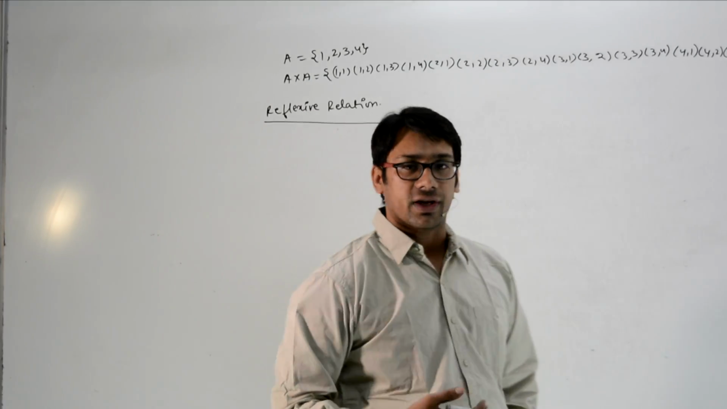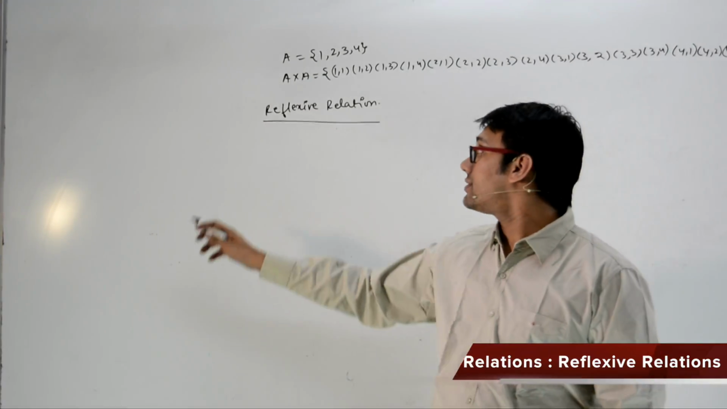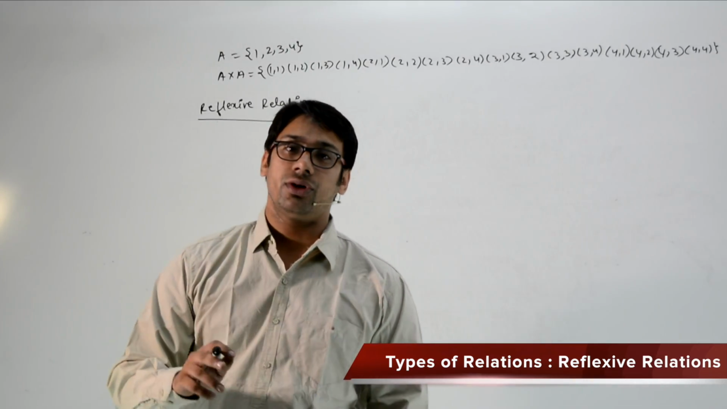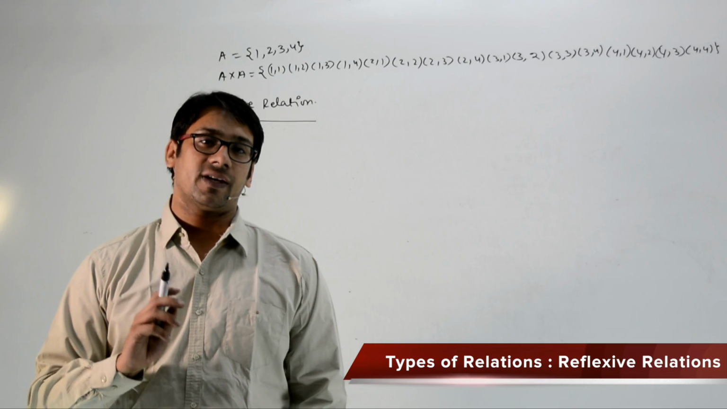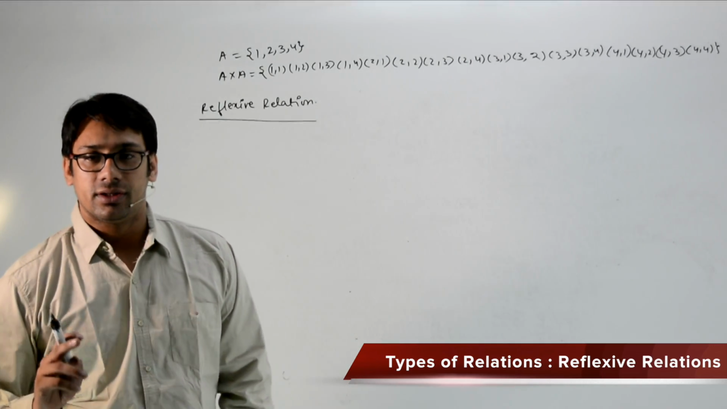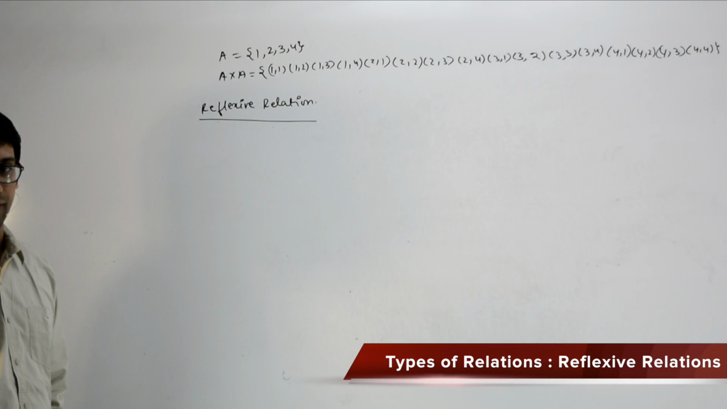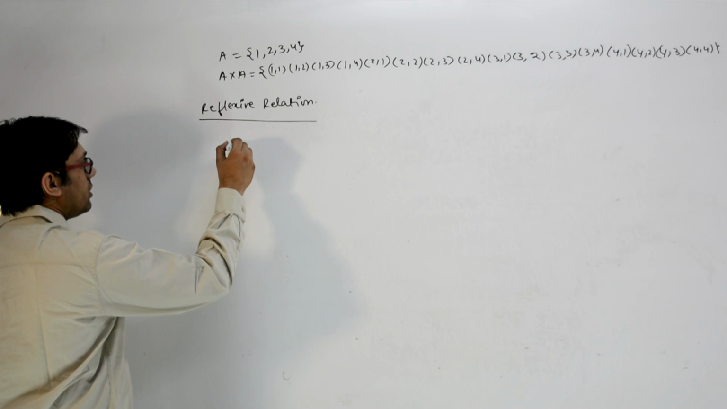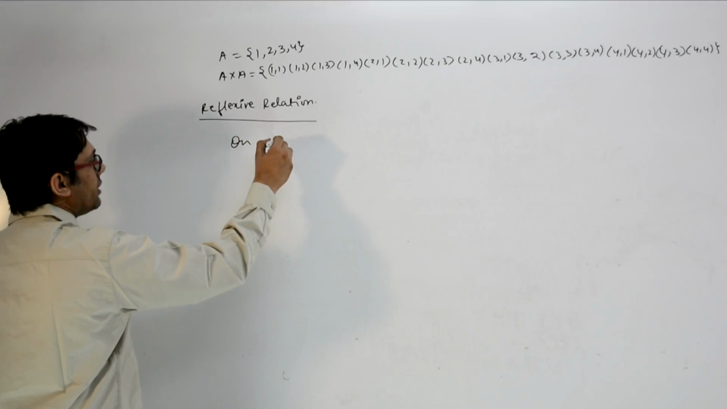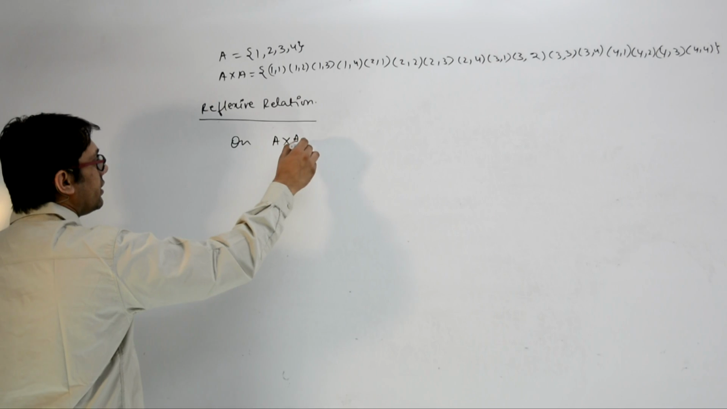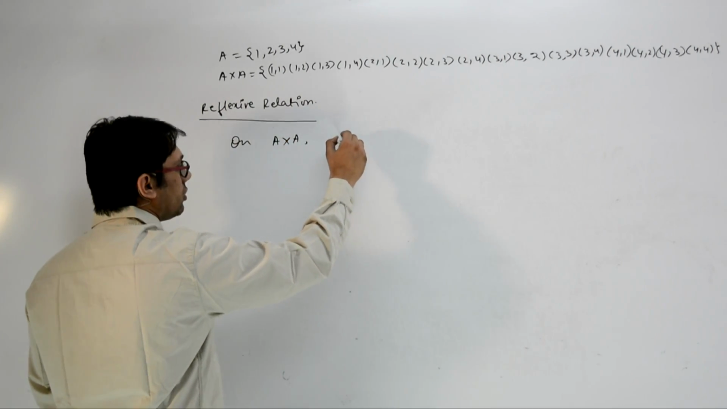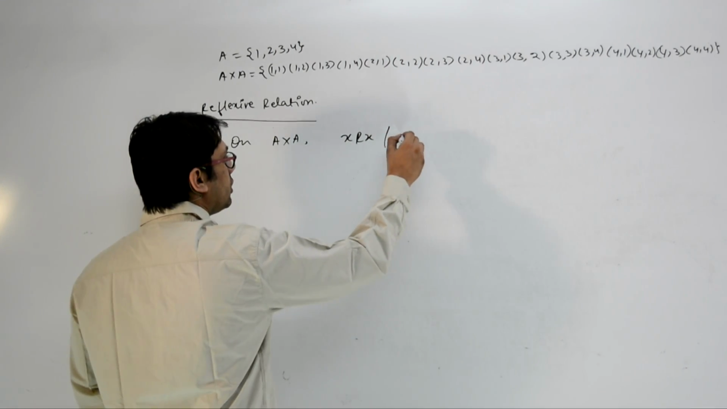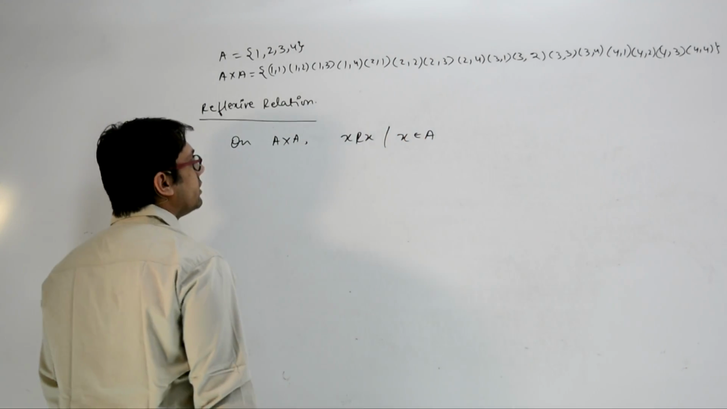A relation R on a given set A is called reflexive if it contains all the ordered pairs x comma x where x belongs to the set A. So what I mean to say is, on the set A, if x is related to x for all x belonging to A, then it is called reflexive.